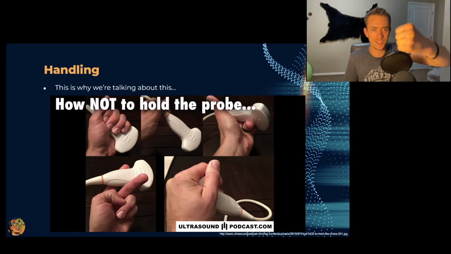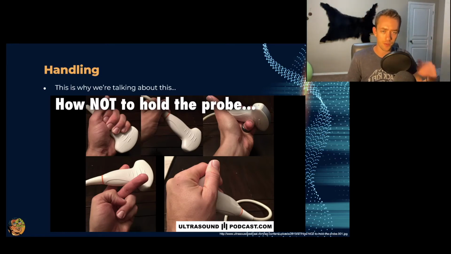And you put the probe on the patient, turn to look at the machine, you look at the image, and your probe just starts to do this, and all of a sudden you're not looking at the right thing. So you just have no control over the probe. This looks like you're scared of it. You just need to grab it. It's not scary. You want to use it to take care of your patients.